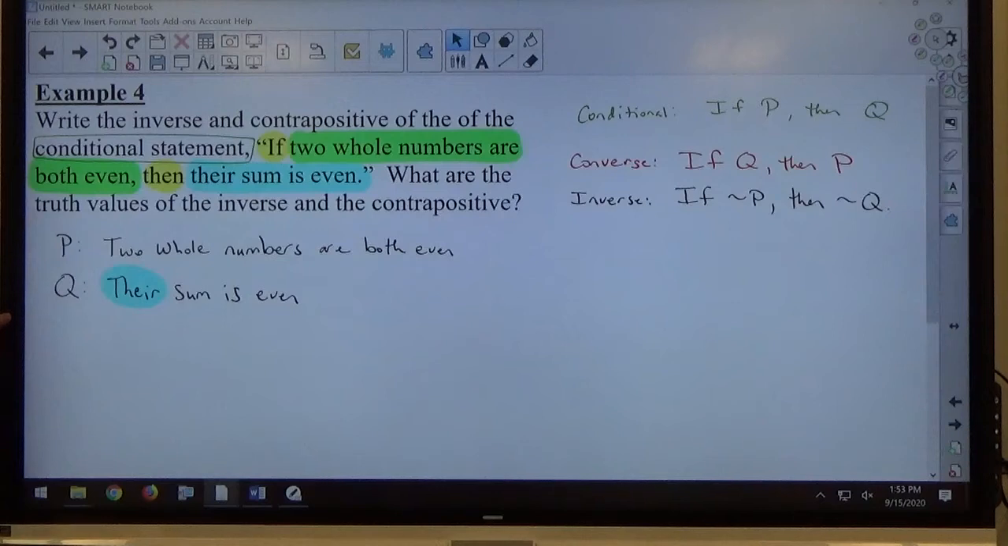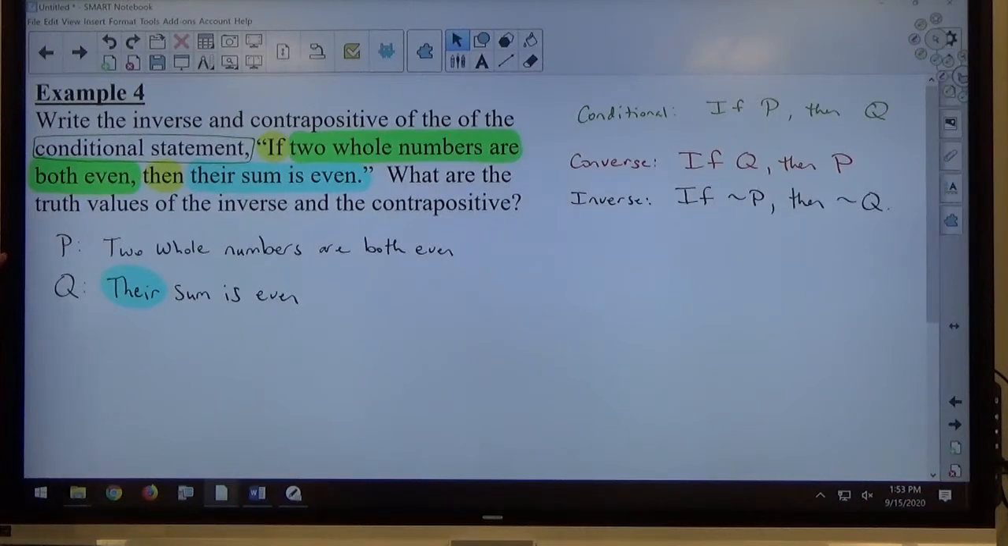Now, can somebody tell me what the opposite of both even would be? Not even. Not even, okay? That's close. Odd is close. If both are even, give me an example of what that would look like. What would both even look like? 4 and 2. 4 and 2 would both be even, right? What would not being both even look like? 1 and 3. 1 and 3 both odd.